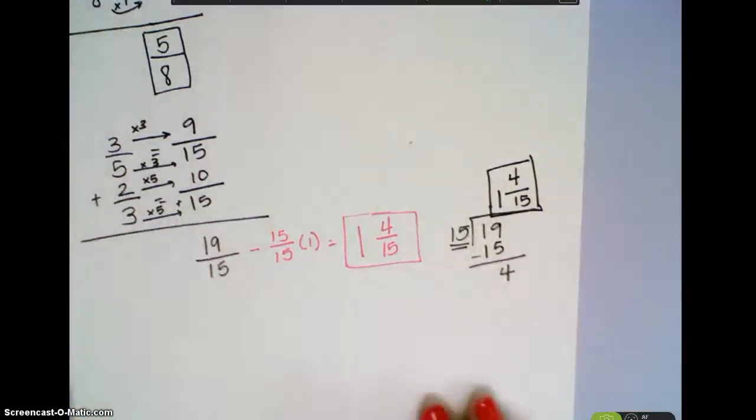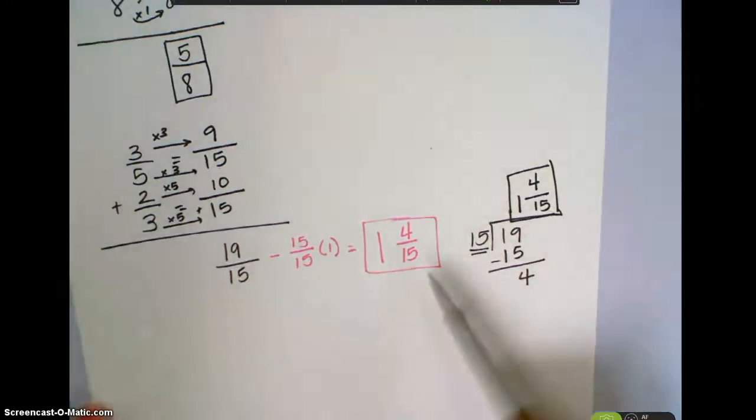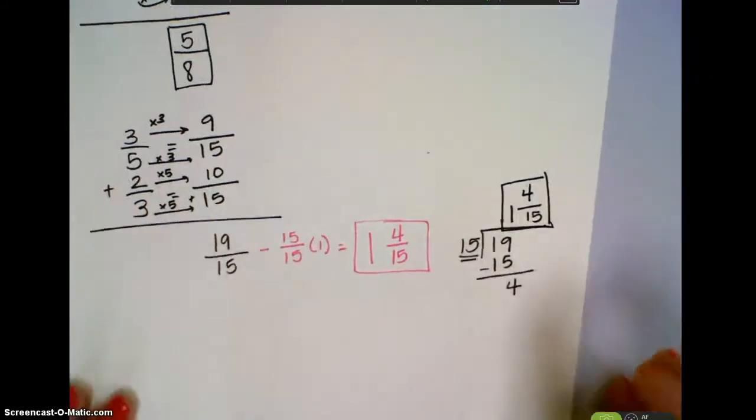So either way you divide, you would get the same answer. Either way you simplify, you get the same answer. But you basically need to be making this into a mixed number. Alright, we're going to go to the back side to do our subtracting fractions.